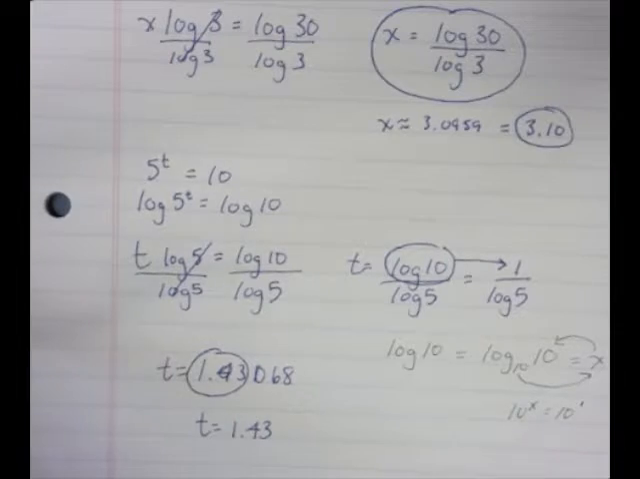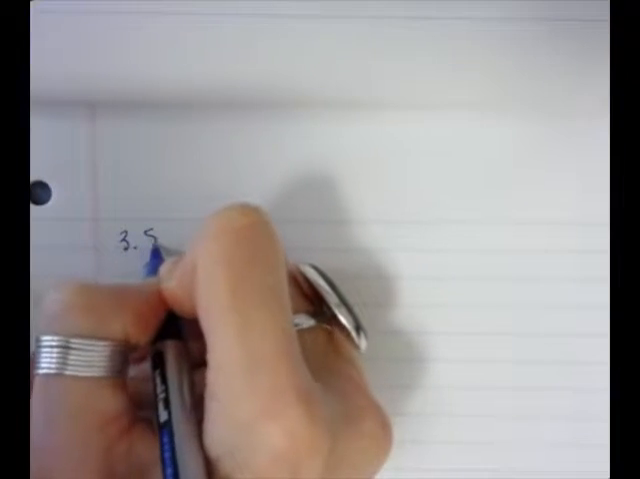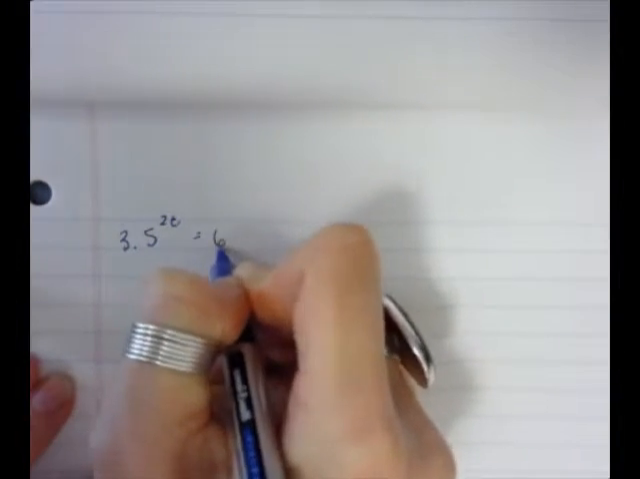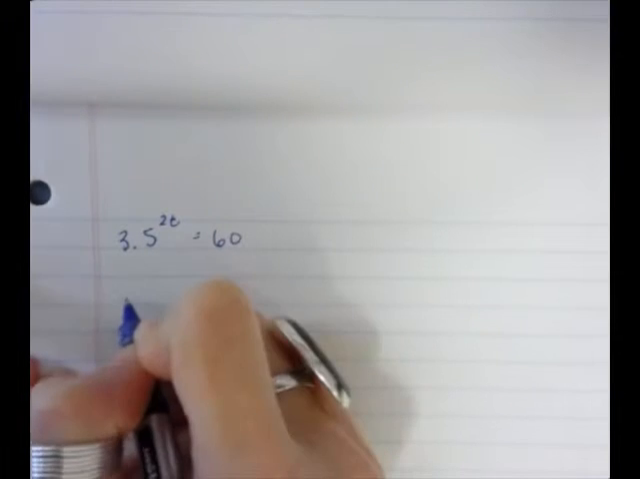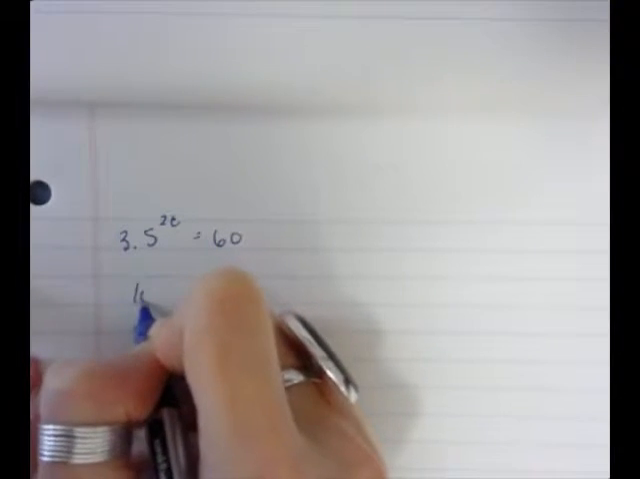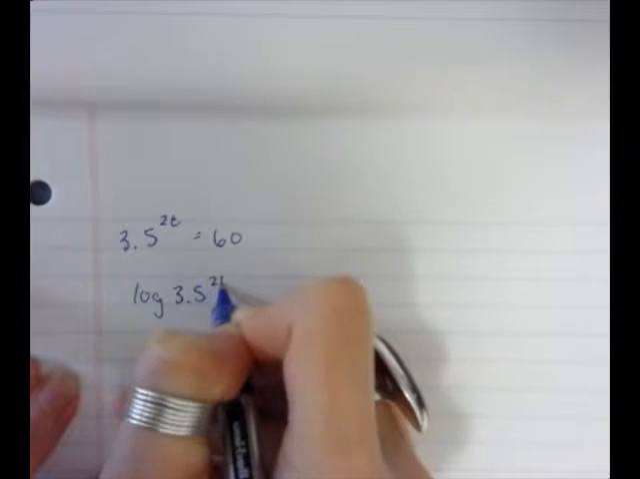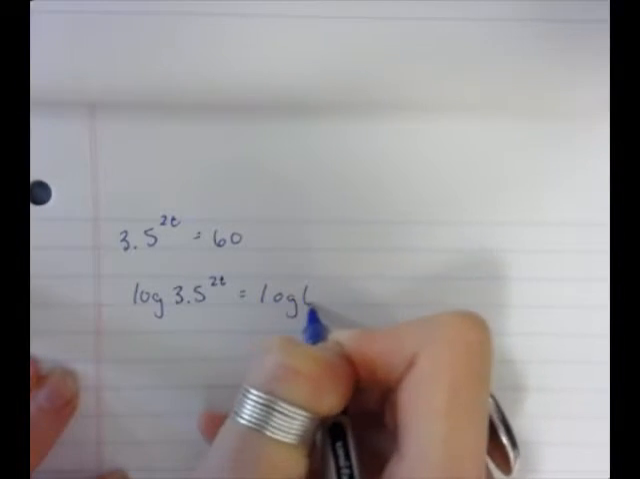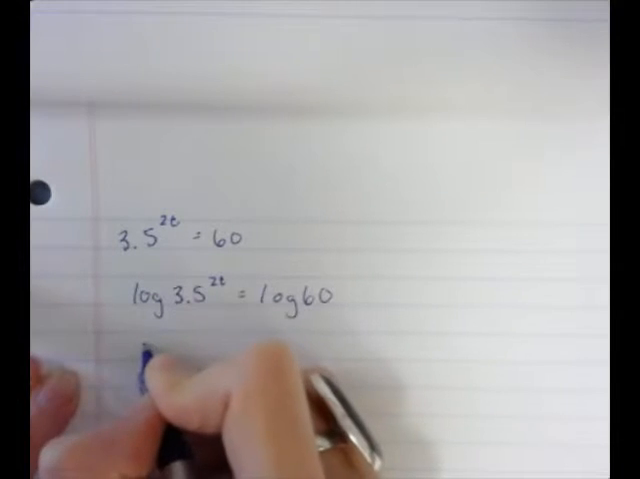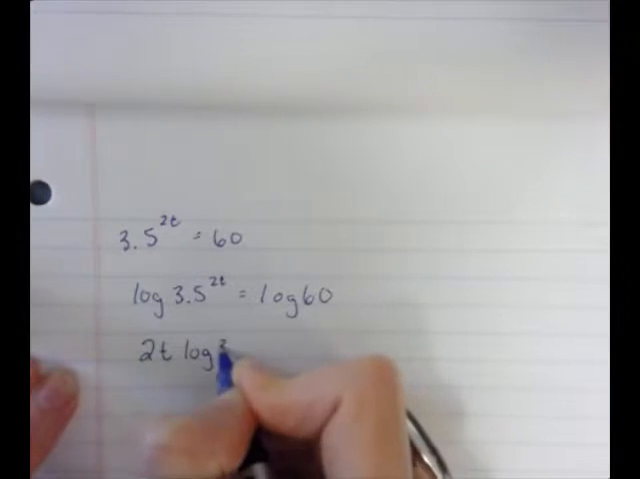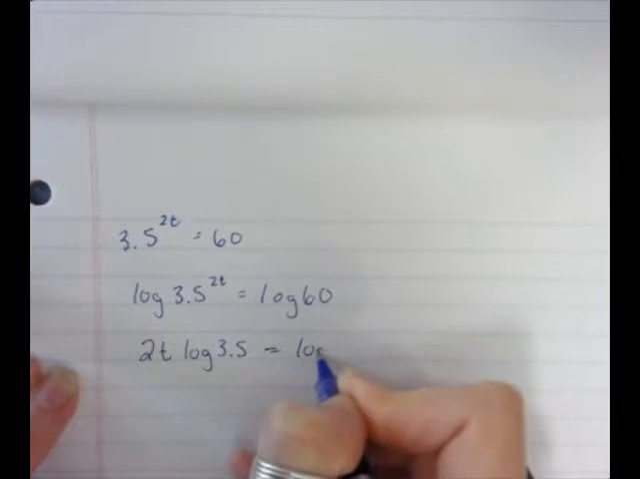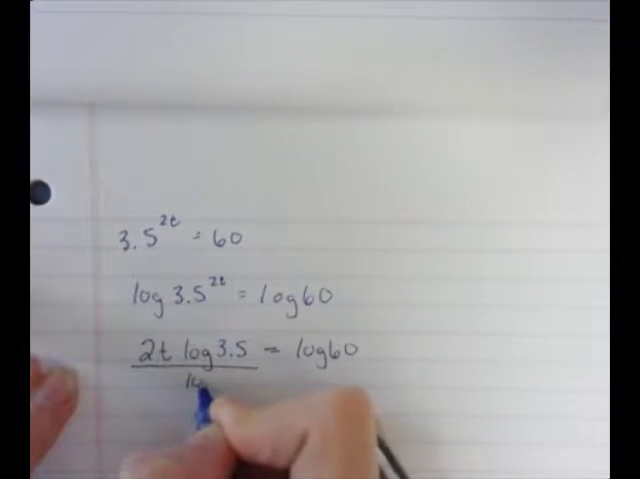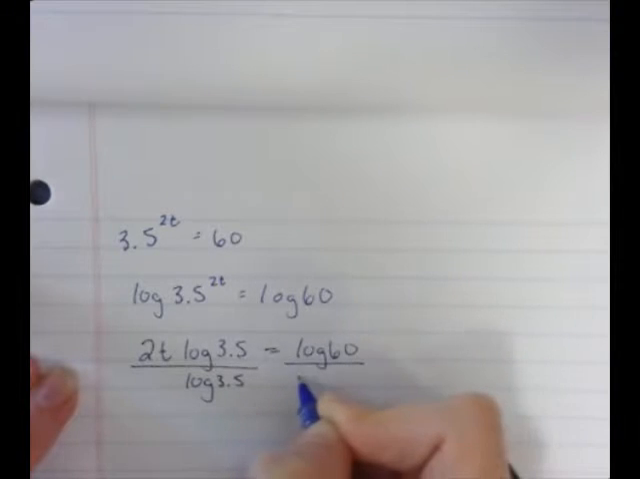We could bring that to all of these other equations that would look a little bit more complicated. Okay, so what does this mean? This is 3.5 to the 2t equals 60. This is a little bit more complicated, but again, we just rewrite it. Log 3.5 to the 2t equals log 60. And then I rewrite this as 2t log 3.5 equals log 60. And in order to solve for t, I'm first going to divide by log 3.5.